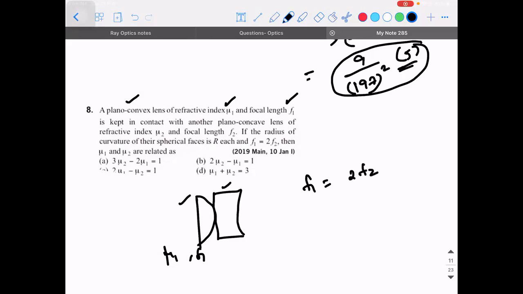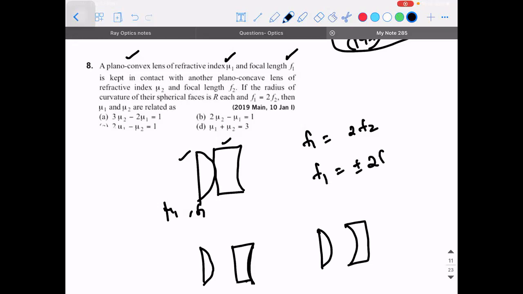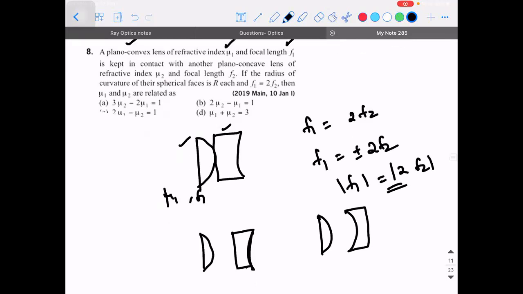But here one technical point to be remembered is, we don't know the sign convention, because if I draw it like this, and if I draw it like this, in both the scenarios, it is not necessary that they both have the same sign. They can change. So what we need to do is, we will take f1 is equal to plus or minus 2f. That is one important point. So when I say plus or minus, you can take the modulus on both the sides. So mod of f1 is equal to mod of 2f2. Okay, let me take it like this. And mu1 and mu2 are related by what?